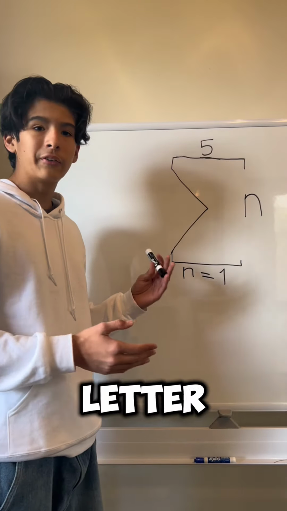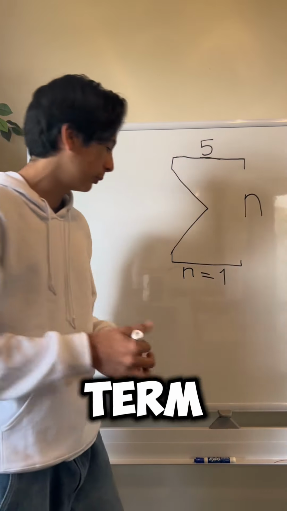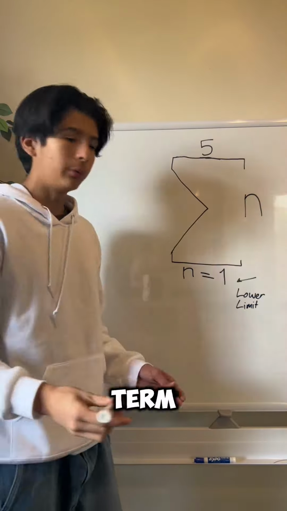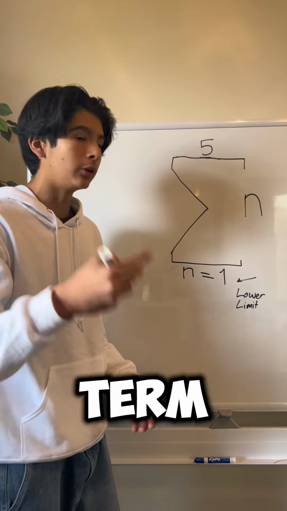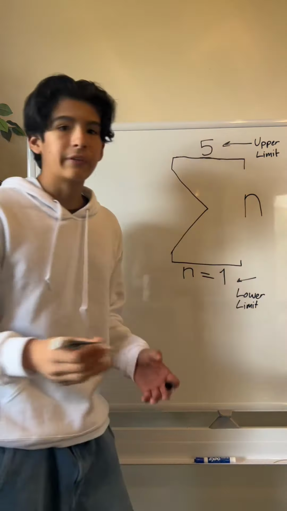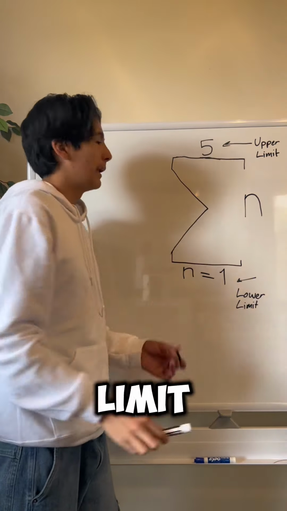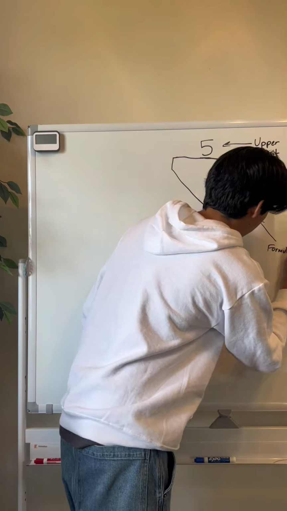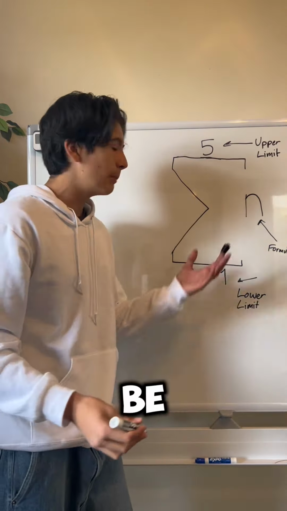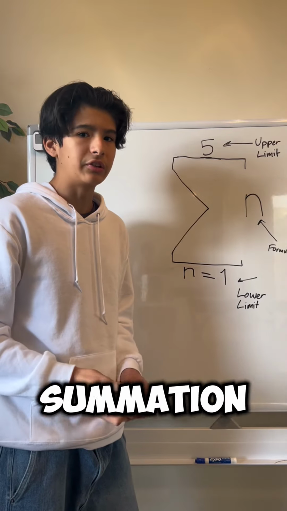So when you use this letter sigma, you'll have three terms. The first term is called the lower limit, and it's where your summation starts. Your second term is called the upper limit, and it's where your summation ends. And your final term is your formula, which is where you'll be essentially making the summation.